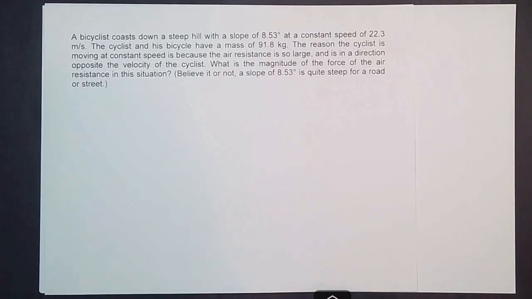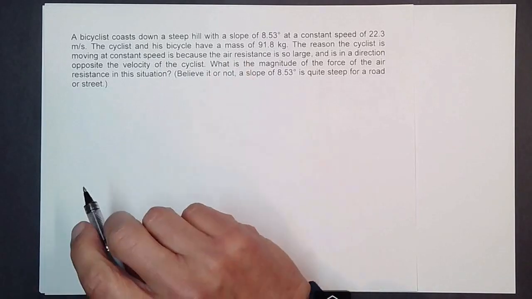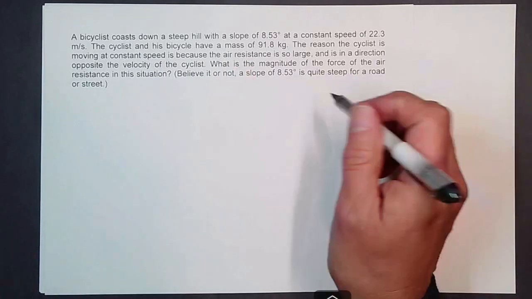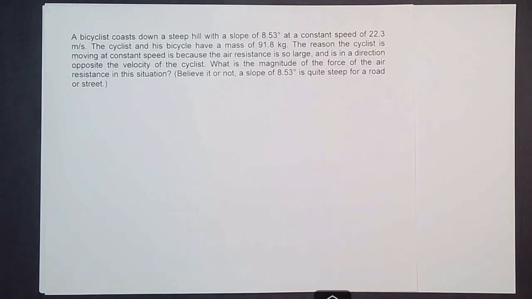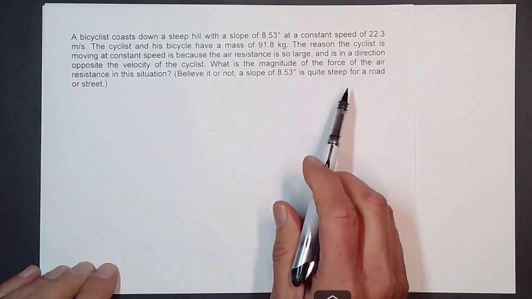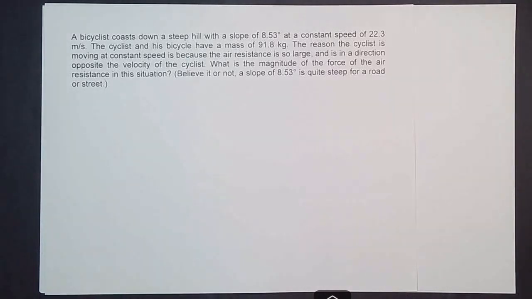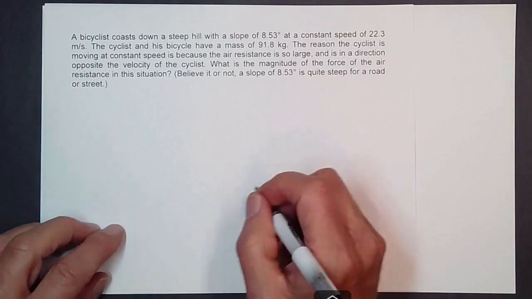The reason the cyclist is moving at constant speed is because the air resistance is so large and is in a direction opposite the velocity of the cyclist. What is the magnitude of the force of the air resistance in this situation? Air resistance is kind of an interesting thing. Sometimes it's proportional to the velocity, so that the faster you go, the greater the air resistance comes. Sometimes it's proportional to the square of the velocity, or the square of the speed, and that gets tougher real fast. So anyway, let's make a sketch here.